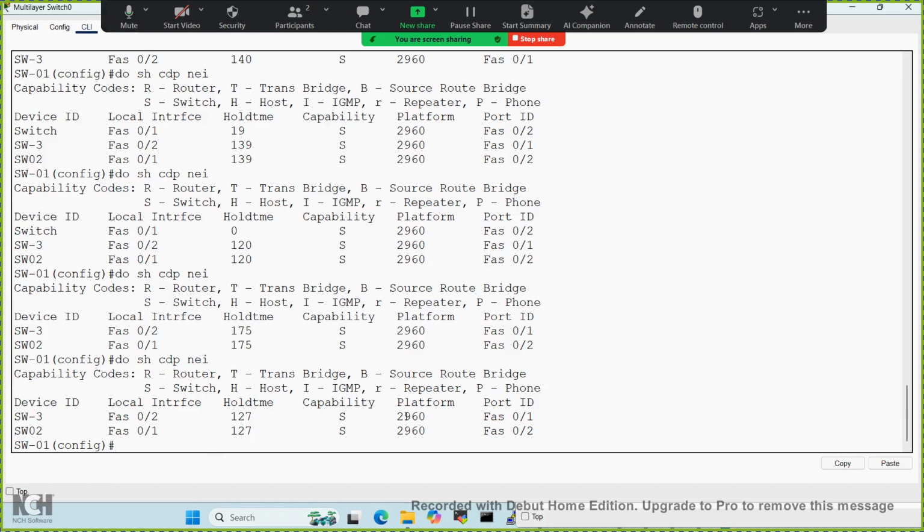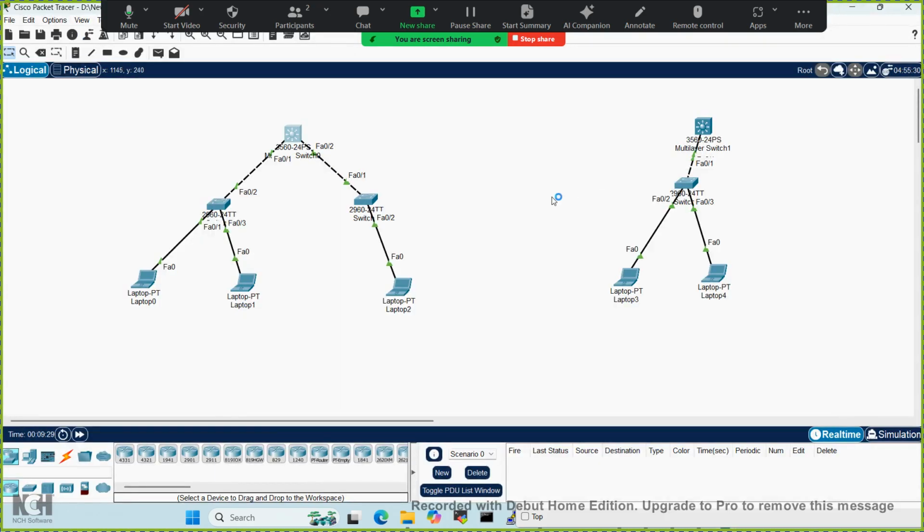This is the platform. Platform means the model of the neighbor device, and this is the port number of the neighbor device. Now, are you clear why we use CDP and LLDP? These two protocols are used just for discovering the neighbors.